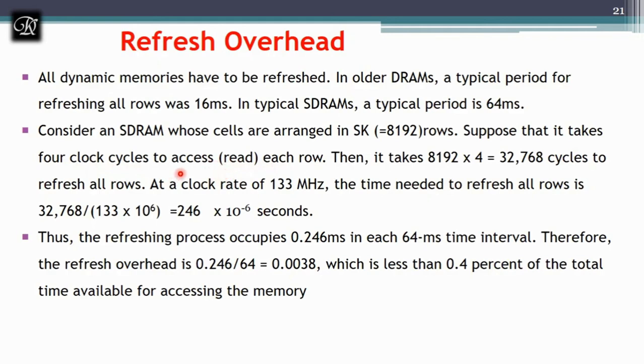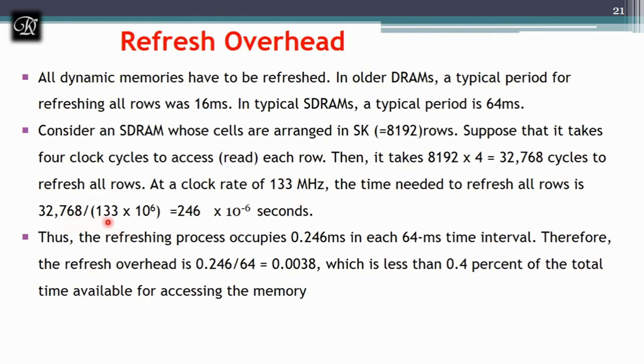Suppose that it takes 4 clock cycles to access each row. It means to read, it takes 4 clock cycles. Then 8192 multiplied by 4 will be 32,768. To read all the memory rows, we need a total of 32,768 cycles. To refresh all these rows, because we have to refresh periodically, at a clock rate of 133 megahertz, which is the clock rate of refreshing, we need to find the time needed to refresh all the rows.